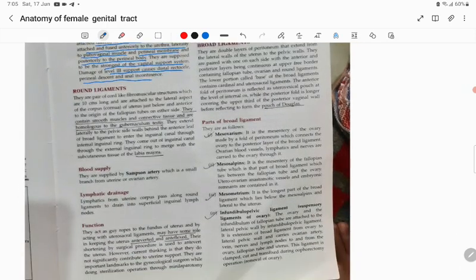The round ligaments are a pair of cord-like fibromuscular structures, 10 centimeters long, attached to the lateral aspect of the uterus.